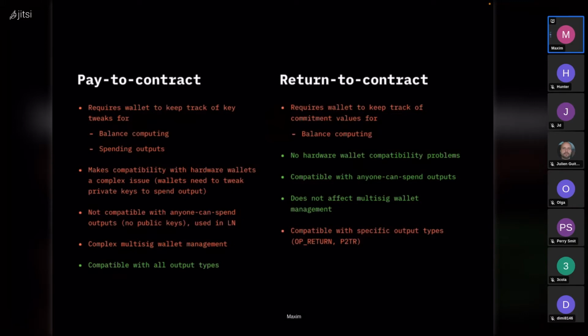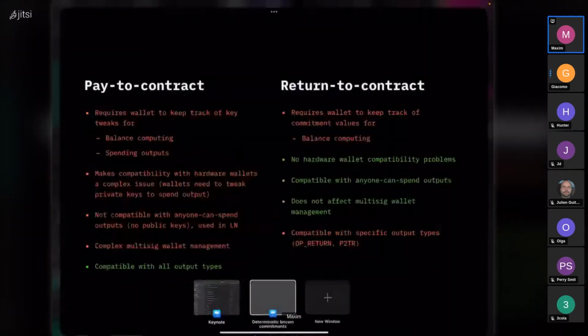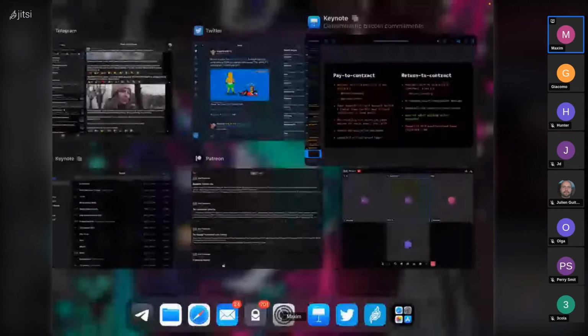It doesn't affect. Sorry, Maxim, may I ask you a question? Yeah. If you want to ask later. No, go on. It's better to jump in. So, is it that hardware wallets do not need to tweak now, or do they already need to tweak with the normal Taproot tweaking in the first place?